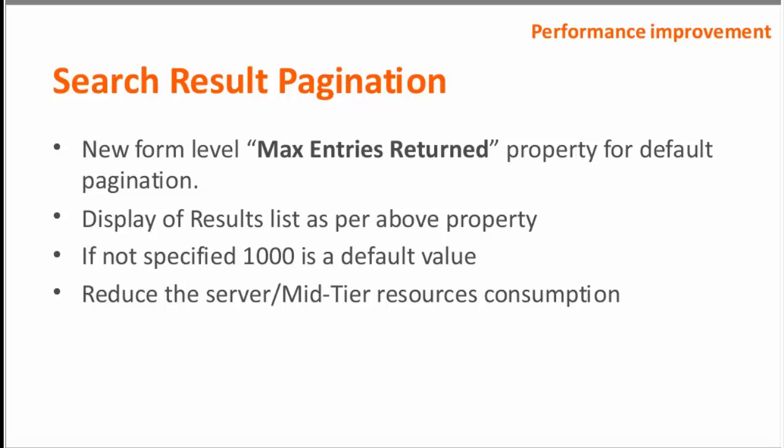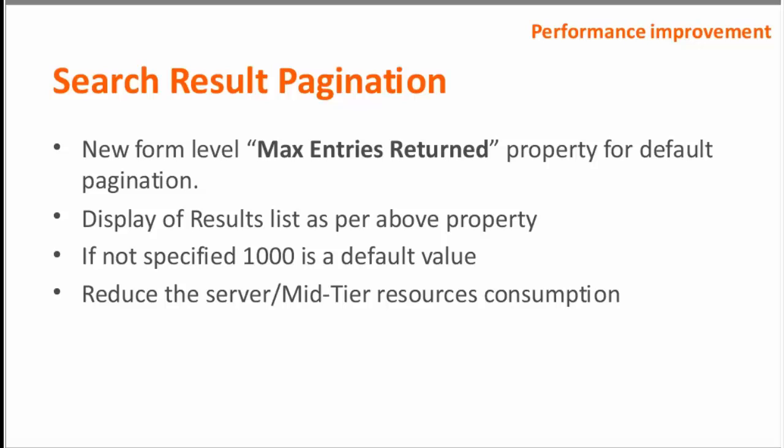In some cases, a result contains a large number of records, and when this data comes to the browser, in most cases it will freeze the browser. To solve this type of problem, we provided a default pagination on the result list. For this, we added a new form-level property, max entry return on a form. If you set this value, the result list displays the number of records equal to this value on one page, and the remaining records will be shown in subsequent pages.